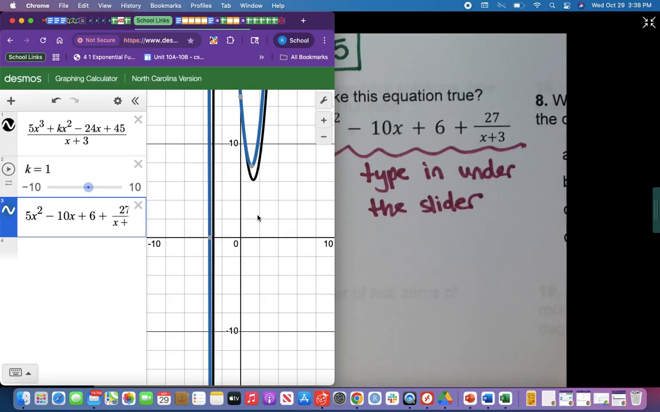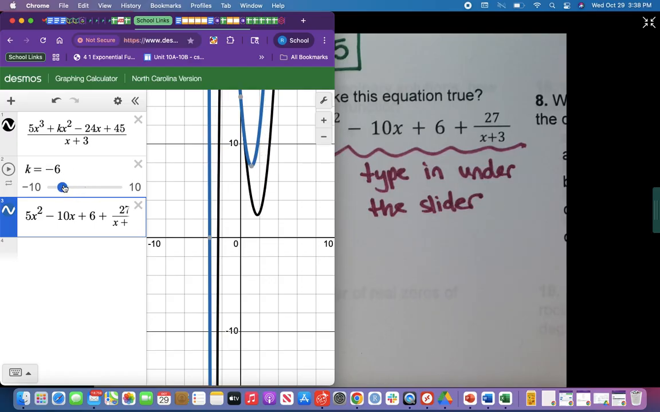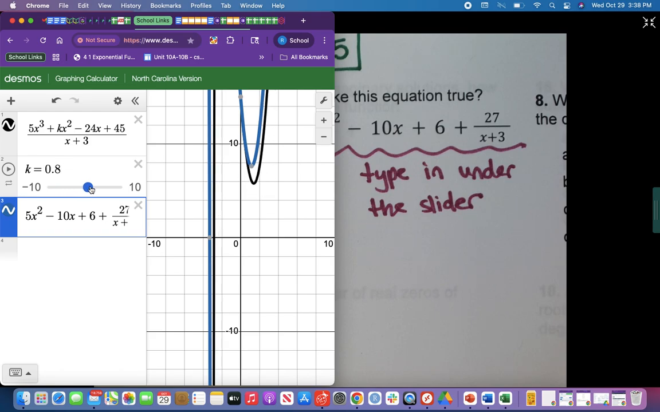There we go. Okay, so I've got two graphs. I've got a blue graph and a black graph. So I'm going to slide my slider until the graphs match. I'm trying to match the black graph to the blue graph. If I go to the left, if I make k negative, that's going in the wrong direction. So let's make it positive. All right, so I've got k equals 5. Let me click the blue graph off. Yep. Directly underneath my blue graph is my black graph, so they are exactly the same. So k is going to equal 5.